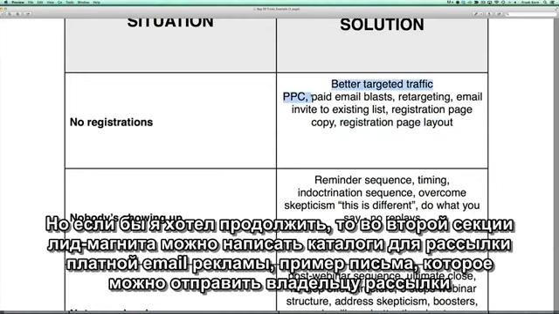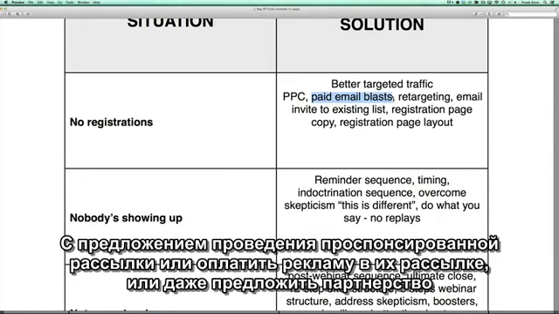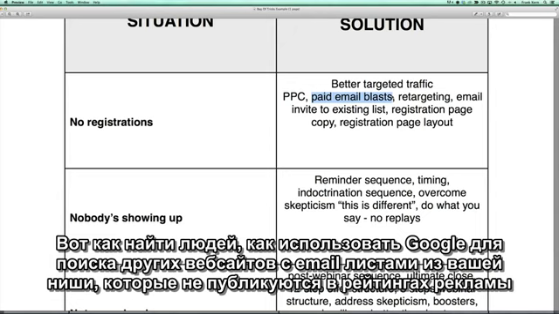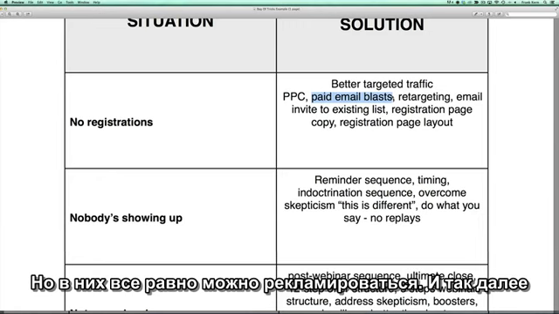But if I wanted to keep on going, section 2 of the lead magnet could be, here's a directory of places where you can do paid email advertising, and here's a sample of an email that you could send to the owner of a newsletter where you're inquiring about sponsorship, or if you could pay them to advertise in their newsletter, or maybe even a joint venture thing. Here's how to find people. Here's how to use Google to find other websites with email lists in your niche that might not readily be publishing their advertising rates, but you could still advertise anyway, and so forth and so on, right?